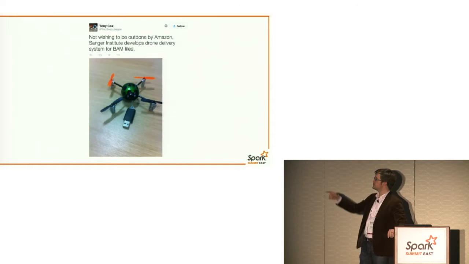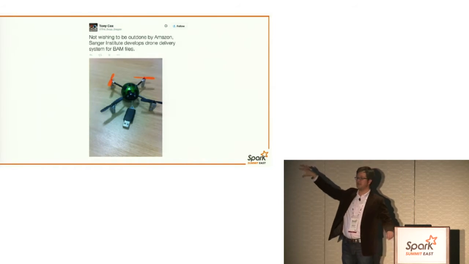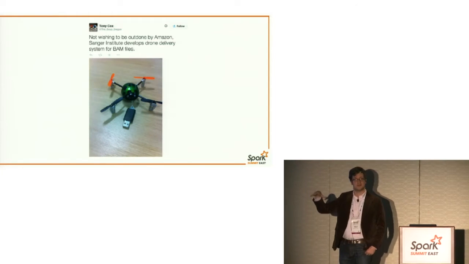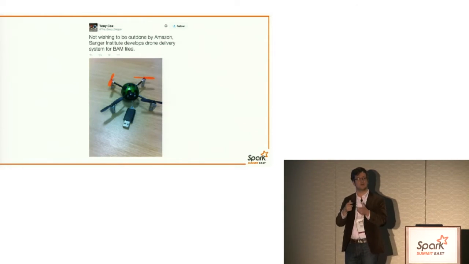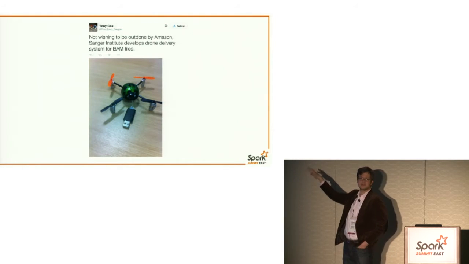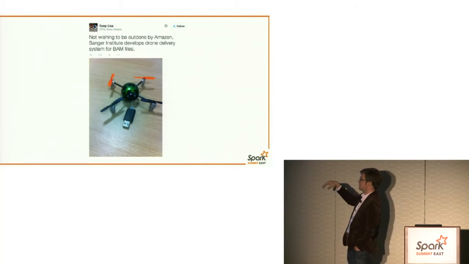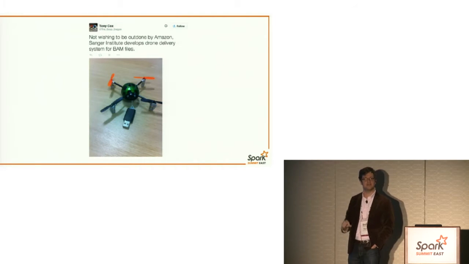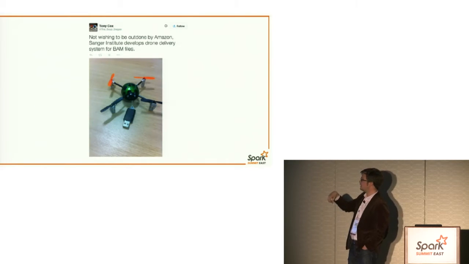This, and I'll read it from the back, I don't know if you can see it. This was a tweet I found about a year ago, right after Amazon announced that they were going to experiment with drones to do delivery. This is someone from the Sanger Institute, a big research institution in the UK. He wrote, "Not wishing to be outdone by Amazon, Sanger Institute develops drone delivery systems for BAM files." BAM files are a canonical kind of data file in genomics. And it's a picture of a little mini quadcopter with a USB drive dangling underneath it.